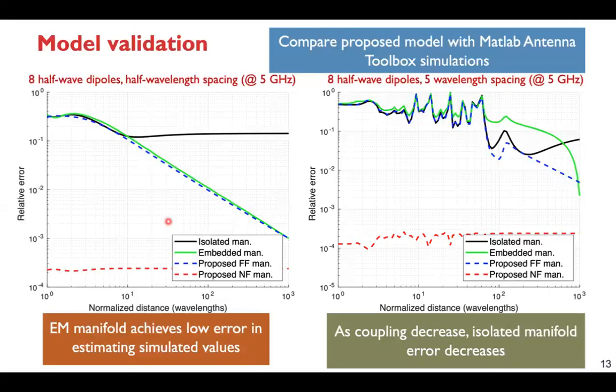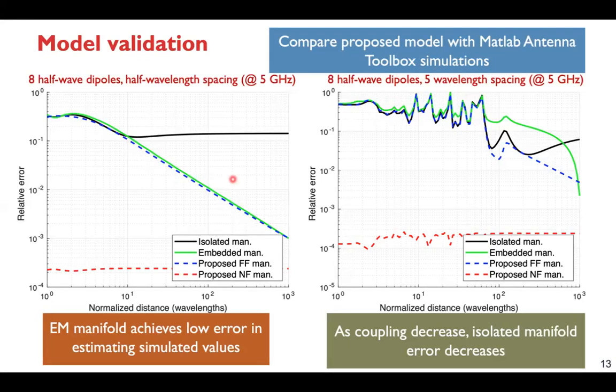In both cases, though, we can observe that the proposed approach exceeds both benchmarks in terms of the relative error between the true observed electric field from the MATLAB simulations and the proposed models, right? So the proposed near field manifold always outperforms the isolated manifold and even the embedded manifold. And the proposed far field manifold is actually performing relatively close to the embedded manifold here, right? So our proposed approach is achieving very low errors in estimating the simulated values.